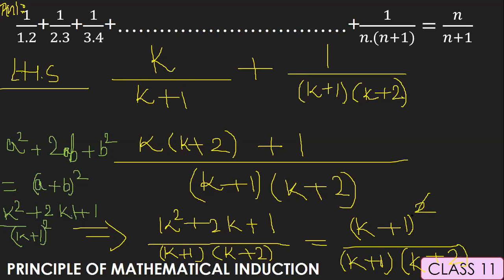So k plus 1 will cancel out, and you are left with k plus 1 divided by k plus 2. So this is your LHS. Now let us solve the RHS.